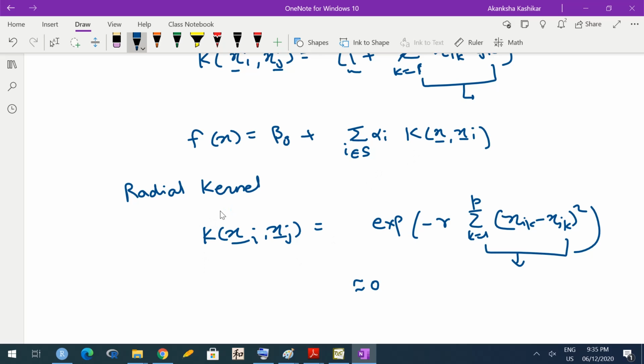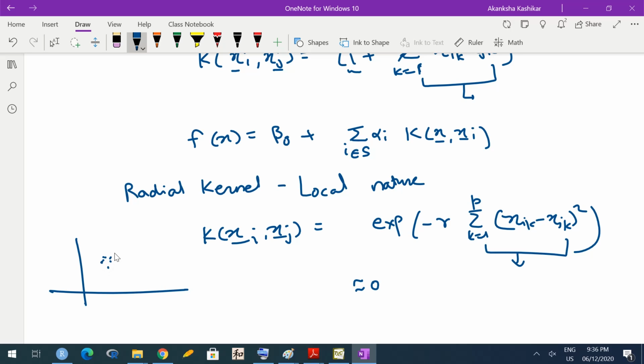That in radial kernel, what happens is the observations which are close to the point at which we are trying to evaluate, they play a larger role, whereas the observations which are far away, they have very less role. So radial kernel is essentially very local in nature. Nearby observations get a lot of importance, whereas the observations which are far away get less importance. And as a result, you might be able to capture even smaller patterns.